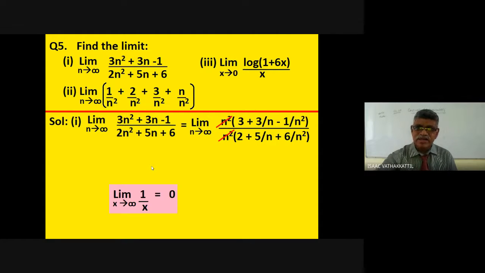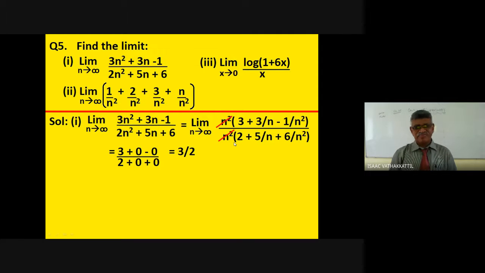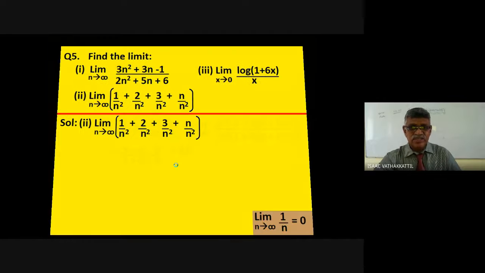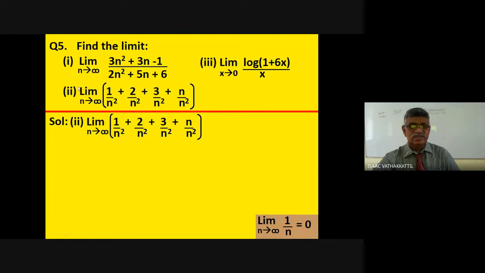The numerator will be 3 plus 0 minus 0, denominator 2 plus 0 plus 0, and you have 3 by 2. Clear what we do? Take the highest power of n squared, the highest power of n common, or precisely we divide numerator and denominator. Second one, can you answer directly? Oh, I cannot. This is second.